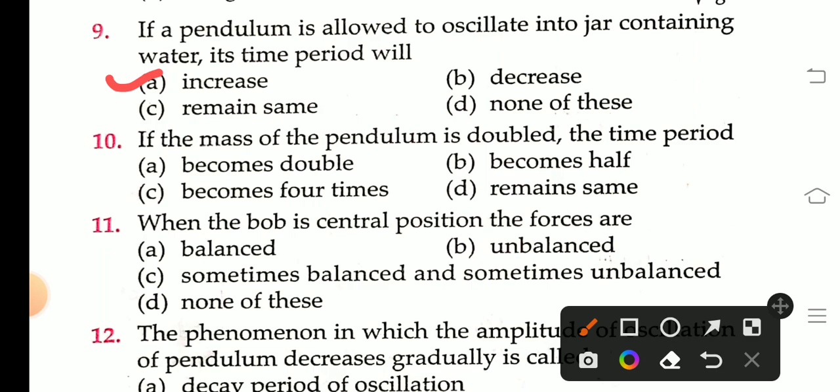Next, if the mass of the pendulum is doubled, the time period. Right answer will be option D. Remains same. Next, when the bob is at central position, the forces are. Right answer will be option A. Balanced.